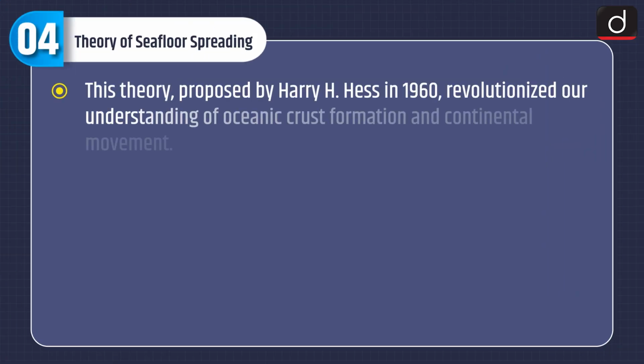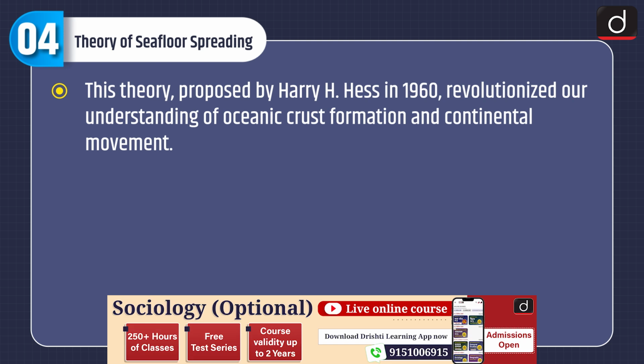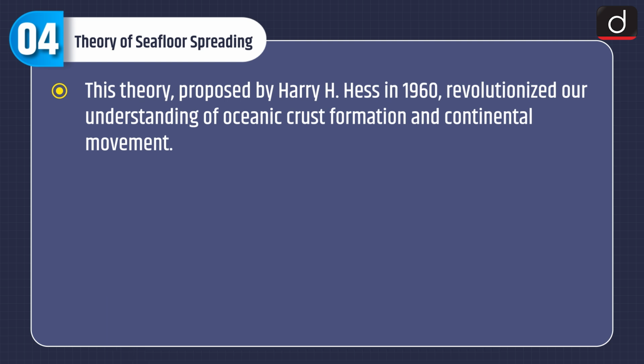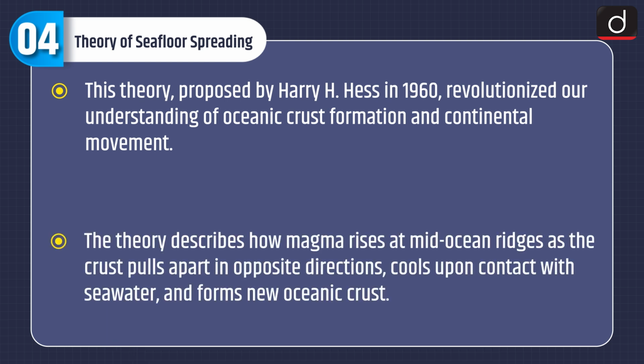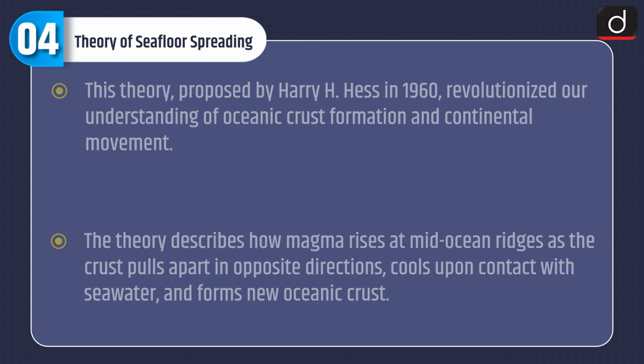Now let's have a look at the theory of seafloor spreading. This theory, proposed by Harry H. Hess in 1960, revolutionized our understanding of oceanic crust formation and continental movement. The theory describes how magma rises at mid-ocean ridges as the crust pulls apart in opposite directions, cools upon contact with seawater, and forms new oceanic crust.